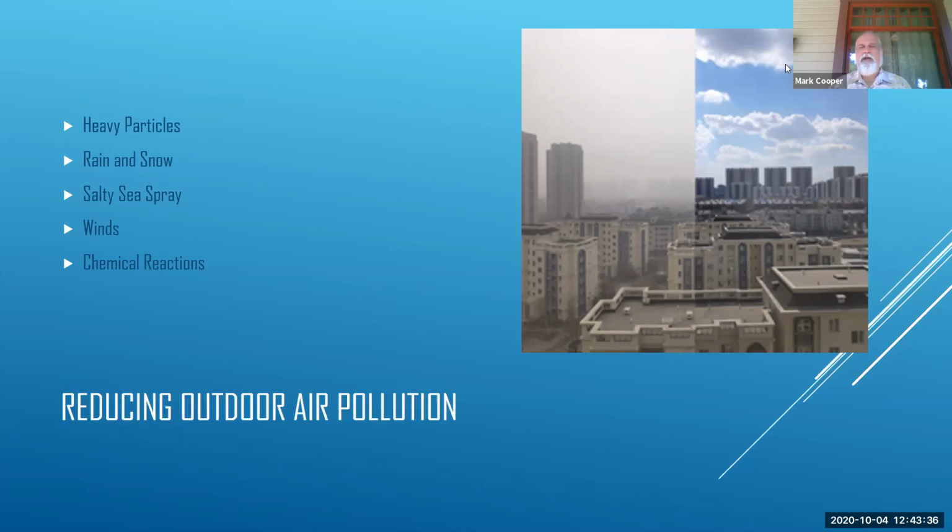You've been in California after it rains. The air is beautiful. You can see LA. That will take the particulates out of the air. Salty sea spray: our coastal air tends to be a bit better than the valley air. Winds, again, Santa Ana winds come in and blow all that pollutants out. And then chemical reactions. There are things that can actually happen, and as those reactions happen, some of the particulates and some of the problem chemicals are taken out of the air.